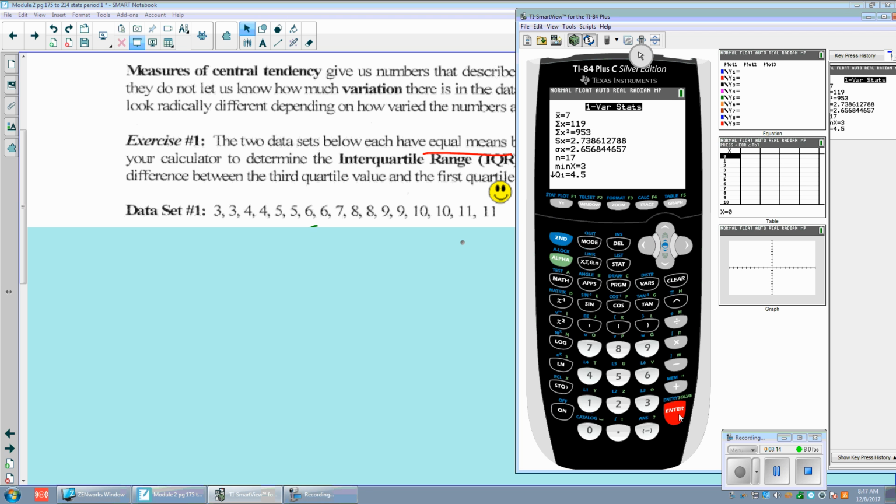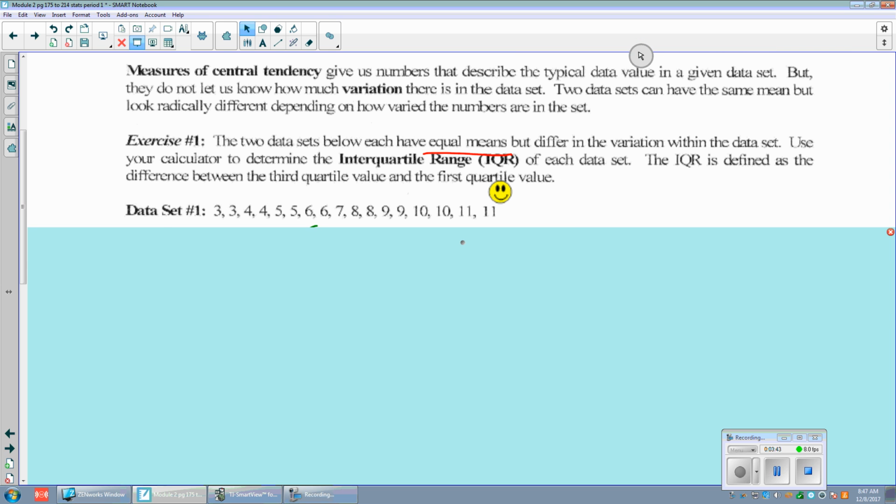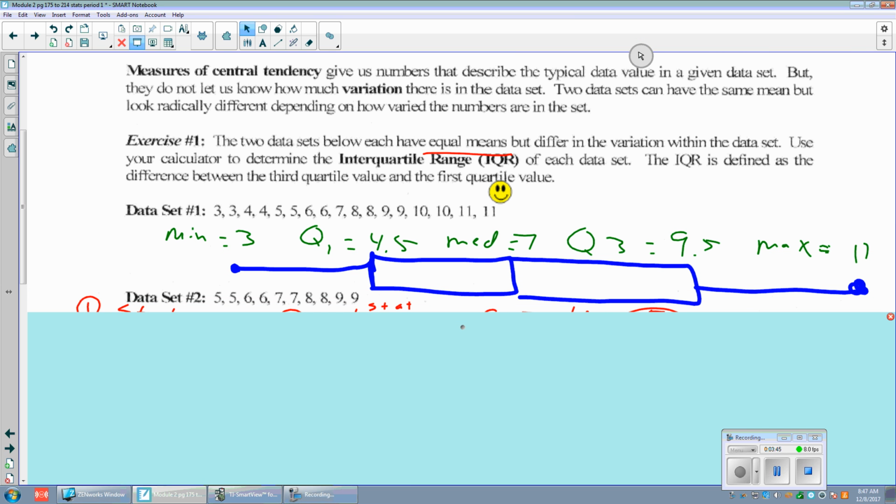The first thing, x bar, that means what's the average? 119. Skip a line. Sample deviation, that's just if we took some of the people, is 2, and then all of them, that's 2.65. How many numbers did we enter? 17. Now here, the minimum is 3, the first quartile is 4.5, the median is 7, the third quartile is 9.5, and the max is 11. That's what we use, and there it is. Shows us the box and whisker plot.